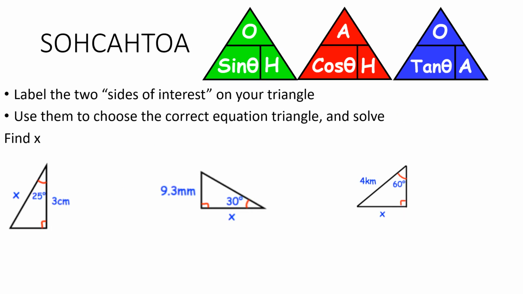Okay, so where does this word Sohcahtoa come into it? Well, Sohcahtoa is a way of identifying which is the correct triangle to use on a given question, because you're not just going to be given a sheet of sine questions, cos questions, tan questions. You're going to be given a right angled triangle and asked to figure out a side.